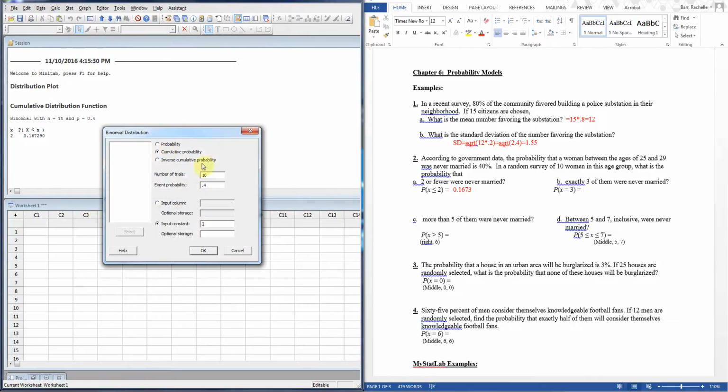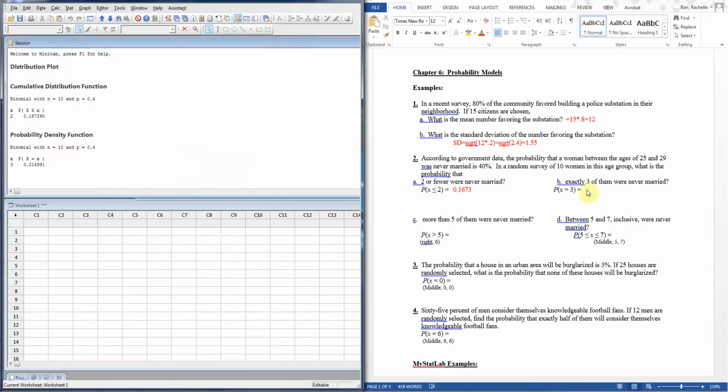I'm still using the same setup, so keeping it 10 and 4, but now I'm going to switch the radio button to probability because I'm looking for a single unit probability, and that's where it's exactly equal to 3. So I'm going to put in 3 and hit OK. So that probability is 0.21 for a bunch of 9s and a 1. That's about where we're at.